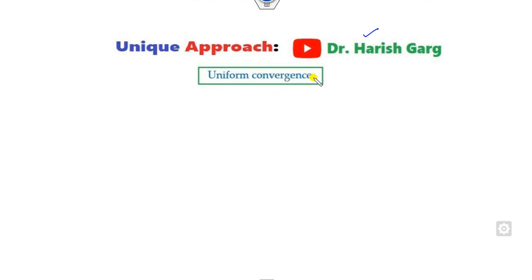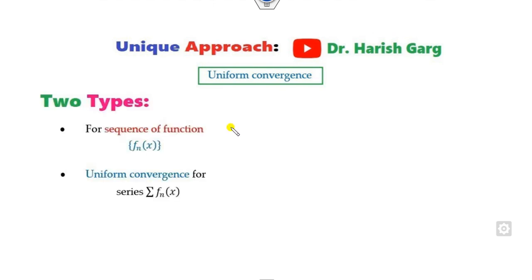Now we will describe uniform convergence. There are always two kinds of questions. One is you have to check the uniform convergence of a sequence. Second is you have to check the uniform convergence of a series. Whether you have a sequence or a series, how can you check uniform convergence? I will tell you a very simple, unique approach.